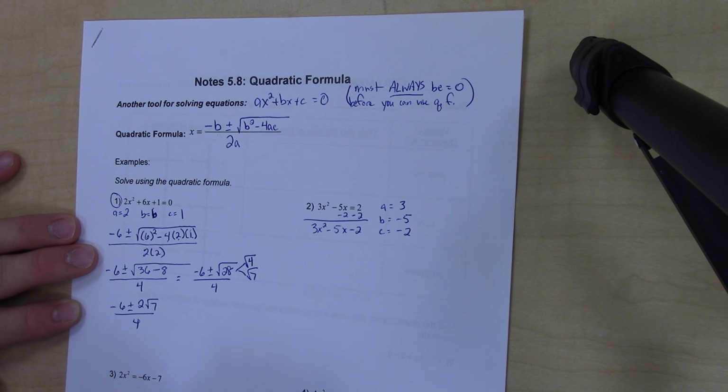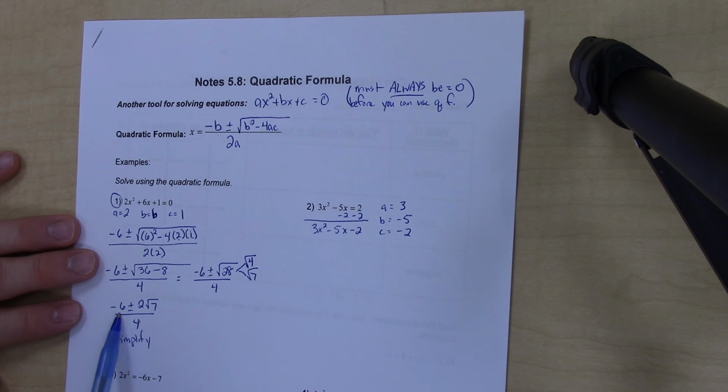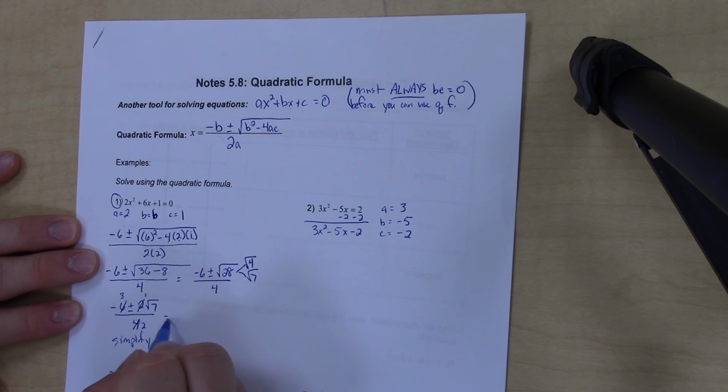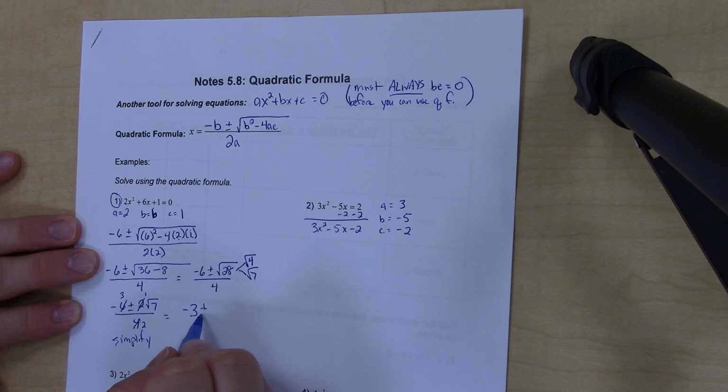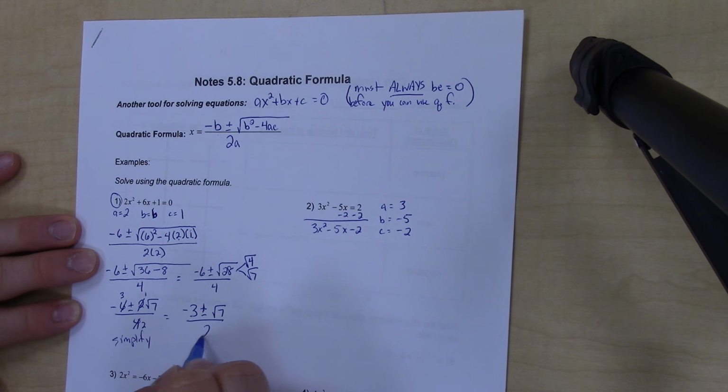And then I want you to see that we need to simplify. What can I simplify? Well, what can I take out of each one of these terms? You can only simplify it if it comes out of each of these terms. If that was just square root of 7, I could do nothing to this. That would be my answer. But because I can take a 2 out of every single one of these, I'm going to take a 2 out of that, a 2 out of that, and a 2 out of that, and my answer here is negative 3 plus or minus the square root of 7 over 2.